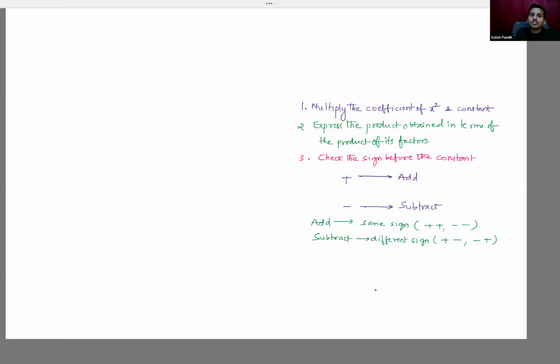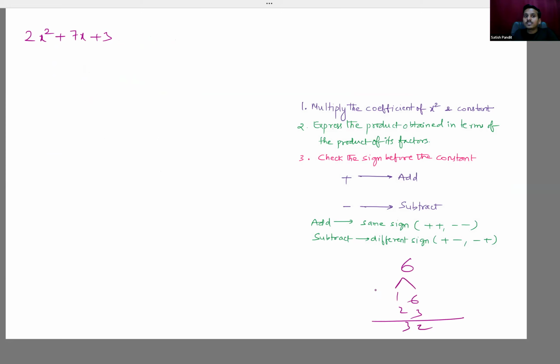Suppose I have 2x square plus 7x plus 3. What is the first step? Multiply the coefficient of x square. Here, coefficient of x square is 2. Because to find the coefficient of x square, go to the term which contains x square, remove x square. What is left? 2. We multiply the coefficient of x square and the constant. We get 6. And again, you have to express 1 into 6, 2 into 3, 3 into 2.